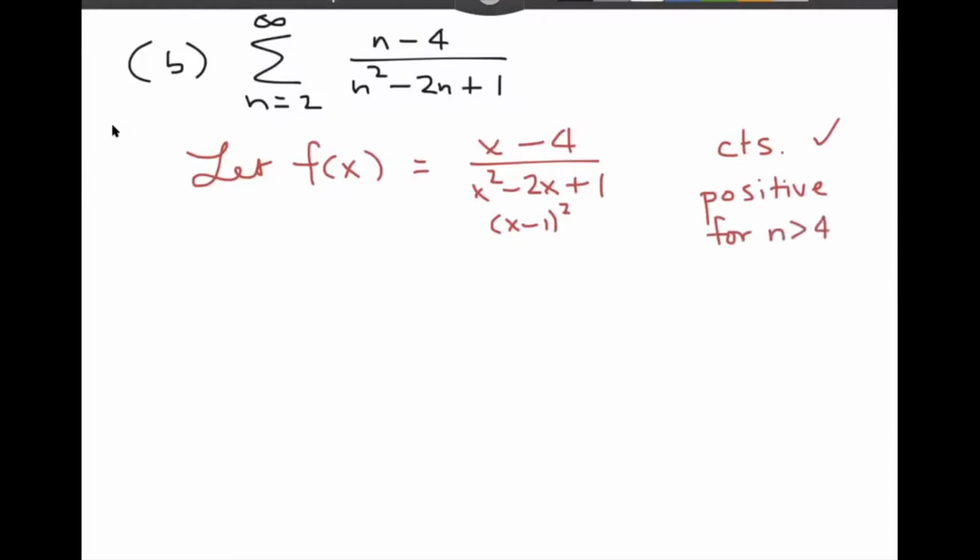The denominator is always positive. I should say x there. I'm sorry, we're talking about the function f of x. Okay. The denominator is always positive because it's the square of x minus 1, but x minus 4 is only positive when x is greater than 4. Well, that's actually good enough. As long as it's positive from some point on, that's good enough.